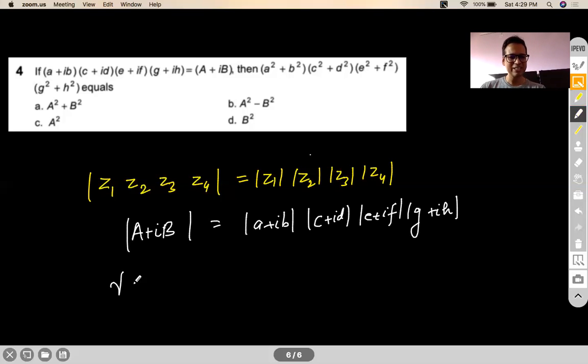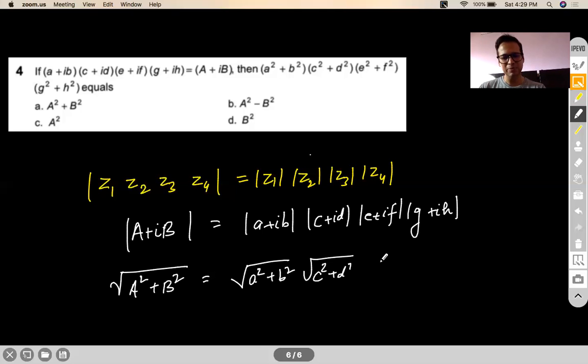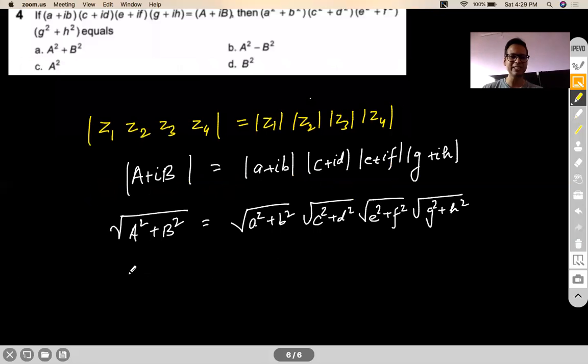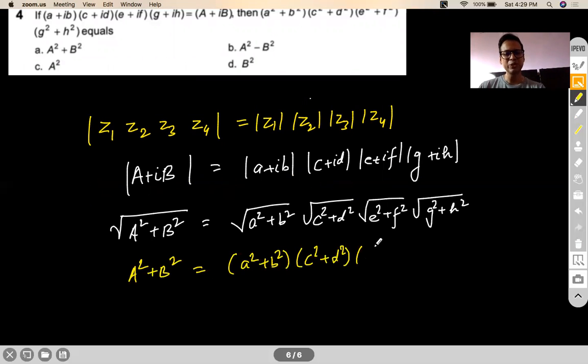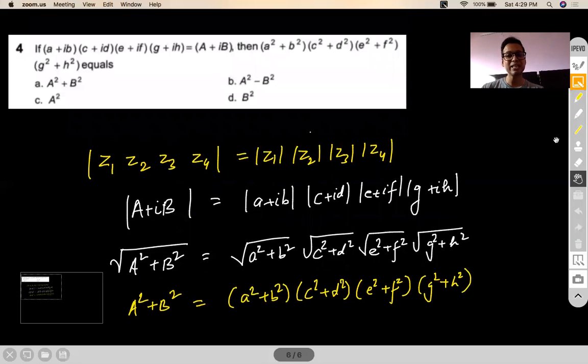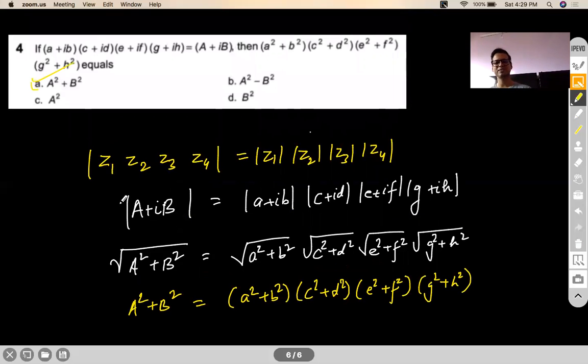So under root of a square plus b square, times under root of c square plus d square, times under root of e square plus f square, times under root of g square plus h square. This is from that property which we had discovered while we were doing multiplication. If you square both the sides, that will give you the expression that you actually require. So your answer will be A square plus B square. Option number A is correct. This was an important property for us, which helped us find the answer in a very quick time.